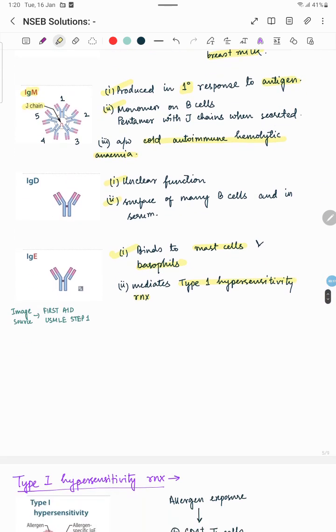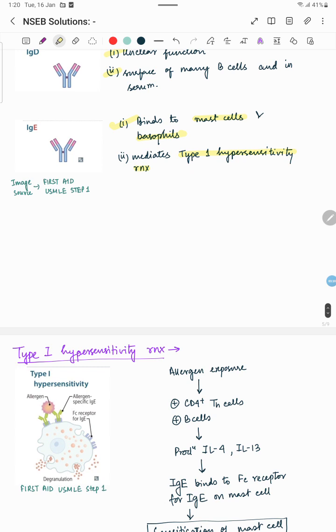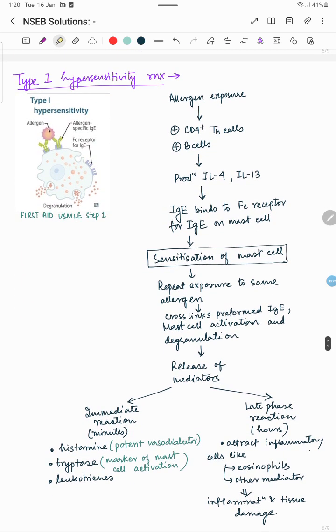Now let us learn what this type 1 hypersensitivity reaction is. Type 1 hypersensitivity reaction is nothing but what we commonly call allergy. Now let us understand the mechanism behind allergy. First of all, suppose there is allergen exposure. We got exposed to the allergen, and it will activate the CD4 plus T helper cells and also the B cells. Then there will be production of several interleukins. Then this IgE, this one is actually your antibody.